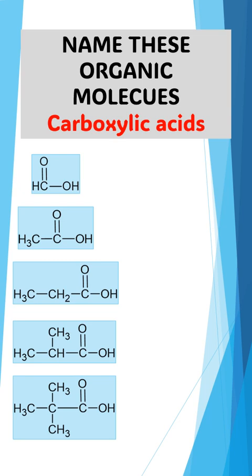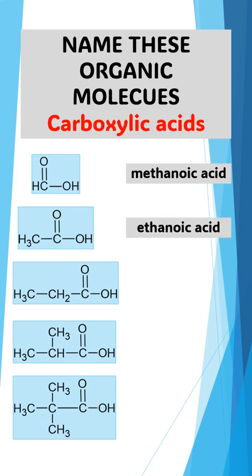Name these organic molecules. They are all carboxylic acids because they have a C double bond O and an OH attached to the same carbon. The first one has 1 carbon, so it is methanoic acid. Anoic acid is the part that donates, it's a carboxylic acid. The second one has 2 carbons, so it is ethanoic acid.